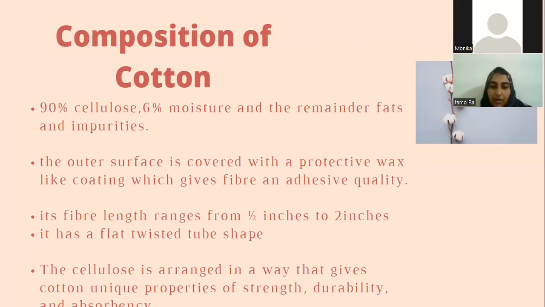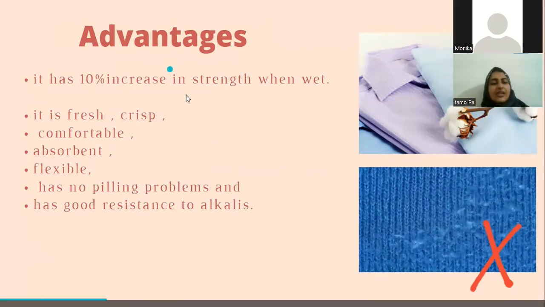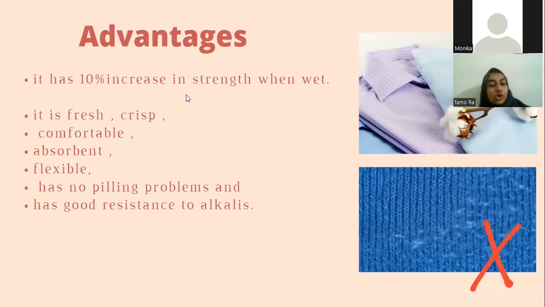Now let's see the different qualities of cotton, the properties of cotton. What are the properties of cotton? First, it has a 10% increase in strength when wet. Just try washing your cotton clothes. You can see that when it is wet, it is heavier, and it is also stronger.